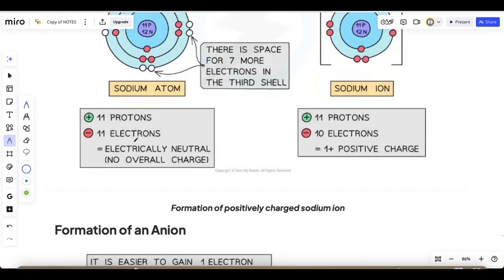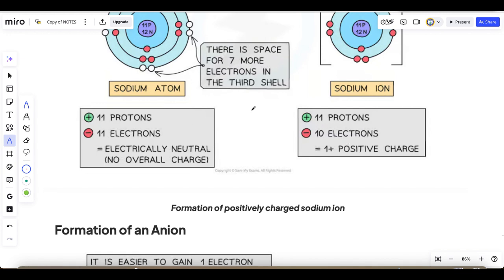They don't change unless they lose an electron or they gain an electron. So as it stands, the number of protons equals the number of electrons, we say the atom is electrically neutral, meaning no overall charge. No net charge, no positive. If you subtract them, you get 0. Positive 11, negative 11, they cancel out, so the atom is neutral.